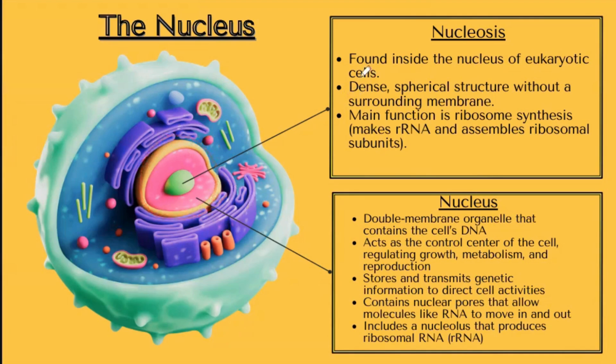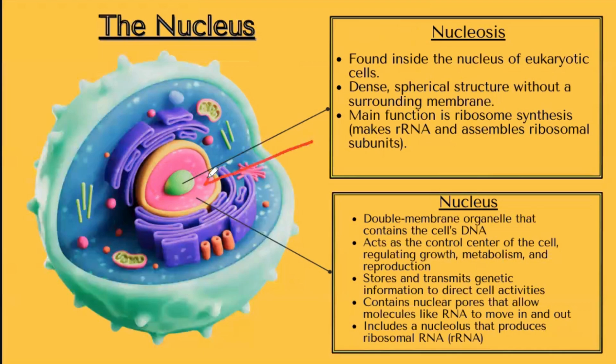So the nucleolus is found in the nucleus of eukaryotic cells. It's dense, it has that spherical shape, and it doesn't have the membrane that the nucleus itself has. The main function of the nucleolus is to control ribosome synthesis. So when you hear the term ribosomes, remember that they're created in the nucleus, but more specifically the nucleolus. And the reason it has no membrane outside the nucleolus is because it has to release those ribosomes.